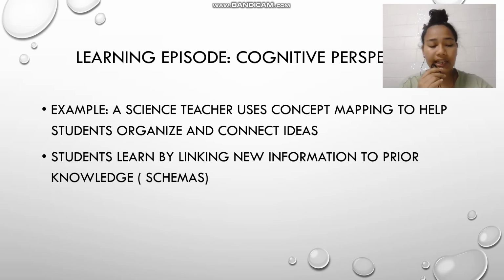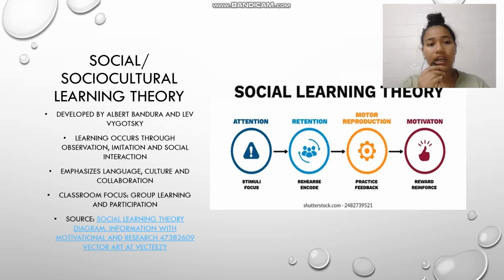Moving on to the last theory, which is the social or sociocultural learning theory. It was developed by Albert Bandura and Lev Vygotsky. Learning occurs through observation, imitation, and social interaction. It emphasizes language, culture, and cooperation, and it mainly focuses on group learning and participation of students in the classroom.